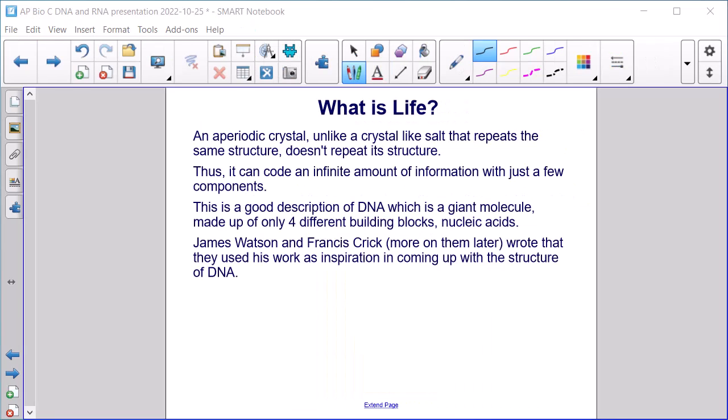An aperiodic crystal, unlike a crystal like salt that repeats the same structure, doesn't repeat its structure. Thus, it can code an infinite amount of information with just a few components. This is a good description of DNA, which is a giant molecule made up of only 4 different building blocks, nucleic acids. James Watson and Francis Crick, more on them later, wrote that they used his work as inspiration in coming up with the structure of DNA.